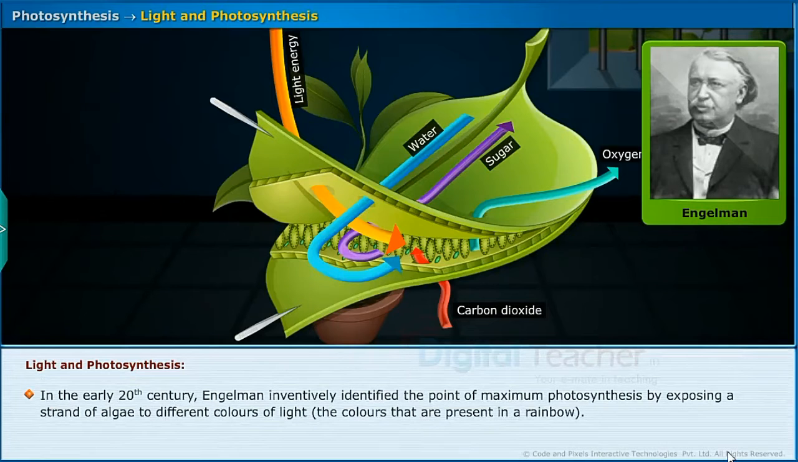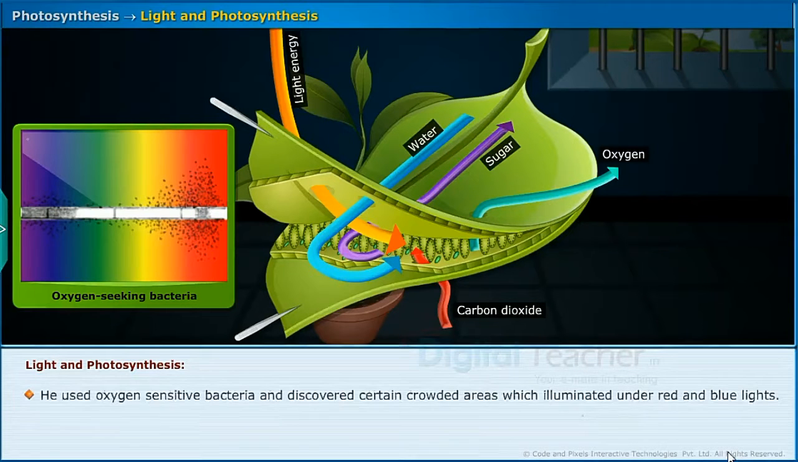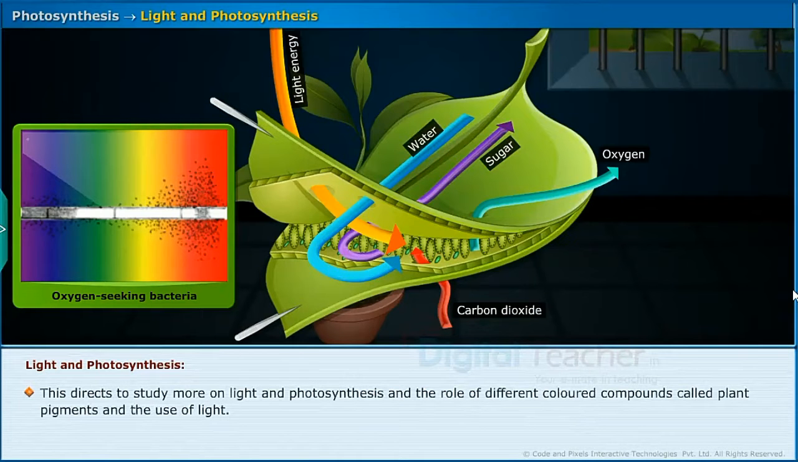In the early 20th century, Engelmann inventively identified the point of maximum photosynthesis by exposing a strand of algae to different colors of light, the colors that are present in a rainbow. He used oxygen-sensitive bacteria and discovered certain crowded areas which were illuminated under red and blue lights. This directs us to study more on light and photosynthesis, and the role of different colored compounds called plant pigments in the use of light. Now, let us do an activity to learn about the production of oxygen during photosynthesis in the presence of sunlight.